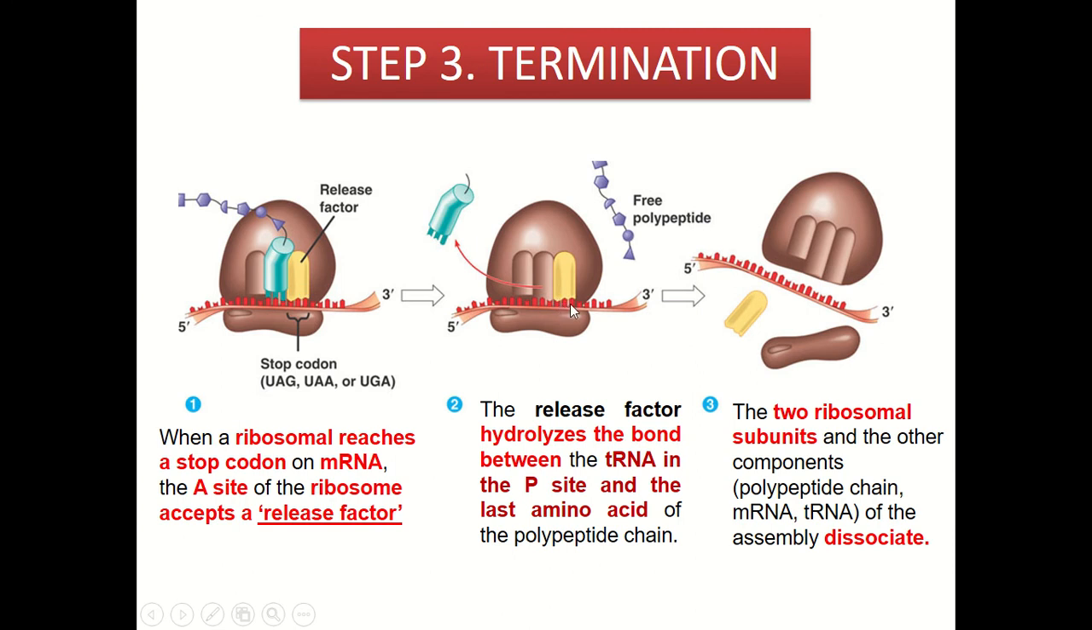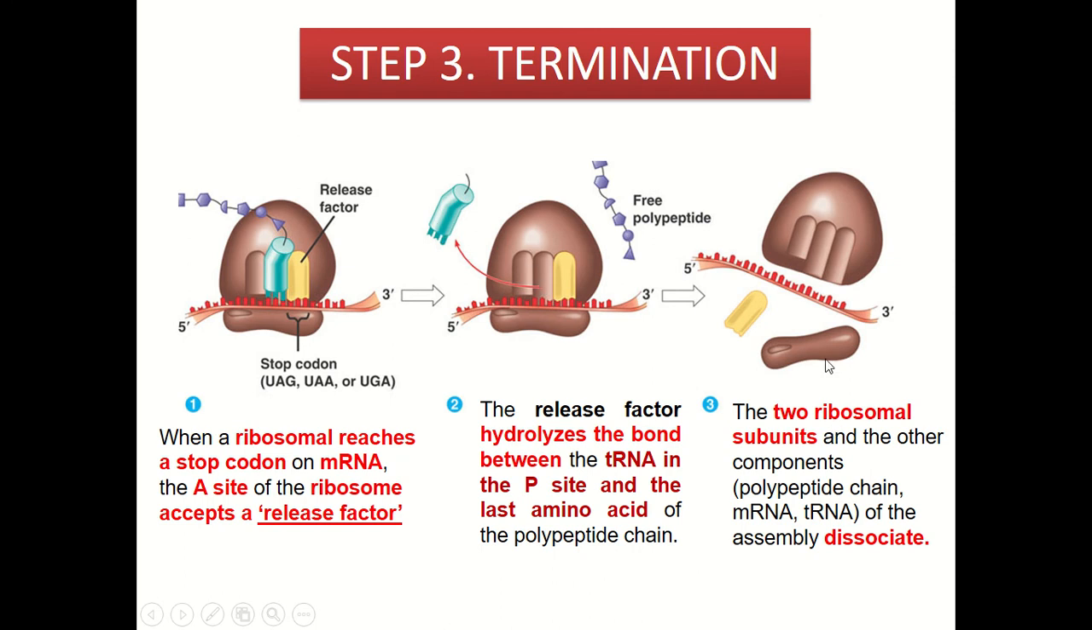So what will happen? This release factor that is called by the stop codon will hydrolyze the bond between the tRNA and the P site over here, and also the last amino acid of the polypeptide chain. So the release factor causes the detachment of the polypeptide from the tRNA, and the tRNA from the P site.